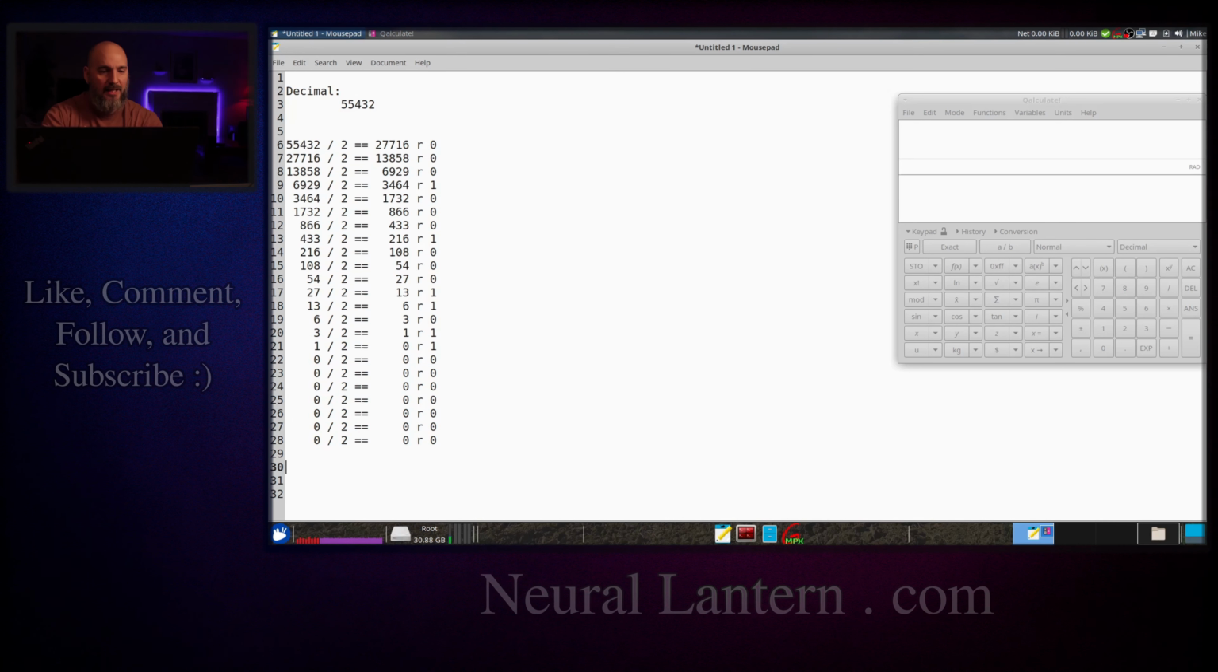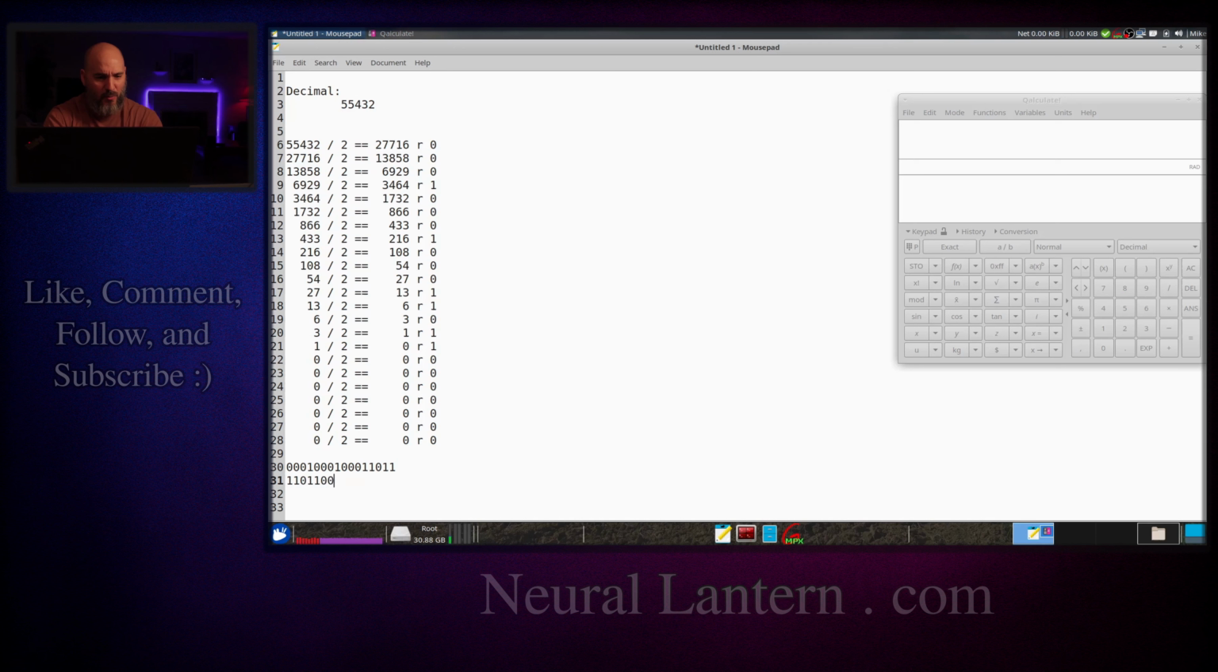You can start at the bottom and work your way up, and then just write the binary string correctly. Sometimes I like to start from the top and then reverse the string later, just as a little brain exercise. So I'll go starting from the top: 1, 1, 0, 1, 1, and so on. And then I'll reverse it. I'll say 1, 1, 0, 1, 1, 0, 0, 0, 1, 0, 0, 0, 1, 0, 0, 0.